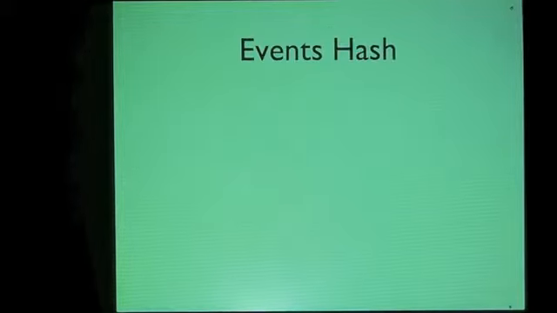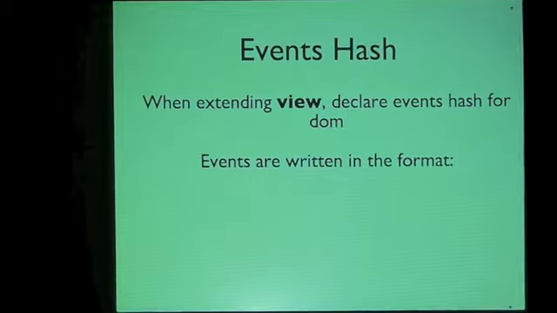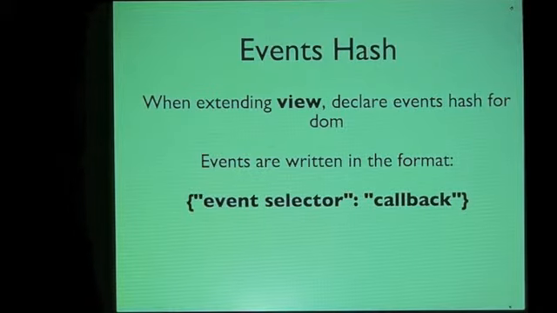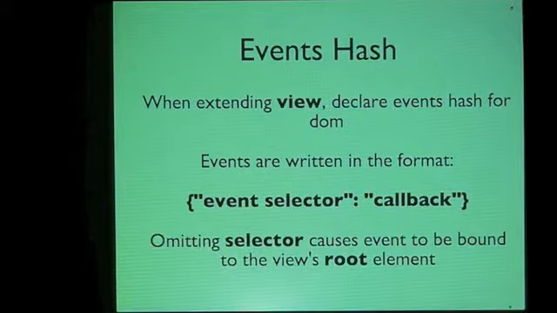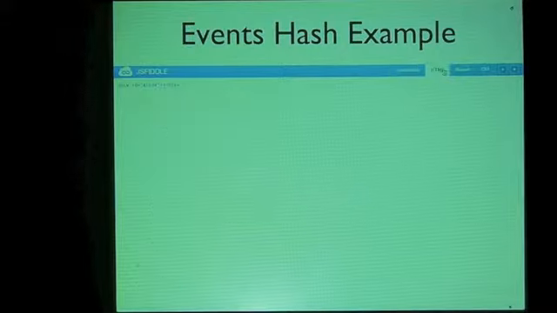So then the events hash. When extending a view, you can declare an events hash for the DOM. Events are written in the format event selector and callback. Omitting the selector causes the event to be bound to the view's root element. Here's an example. This is the same slide view deal. Let me just show you the markup first. We only have one slide here, a div with a slide. I'm going to essentially inject the view, use this as my view's element.